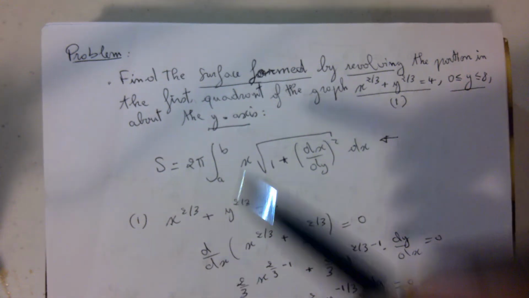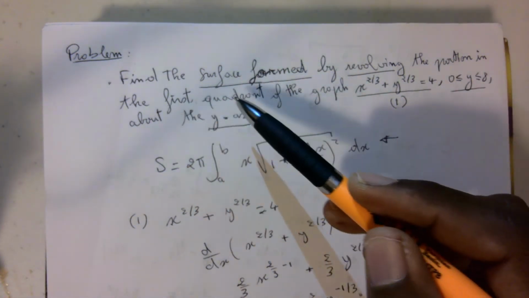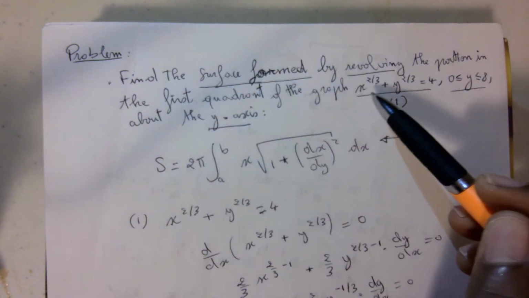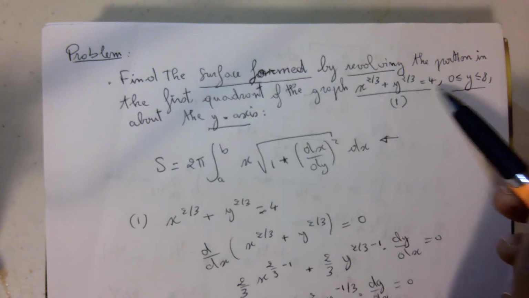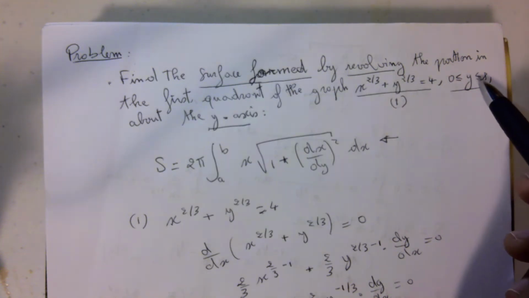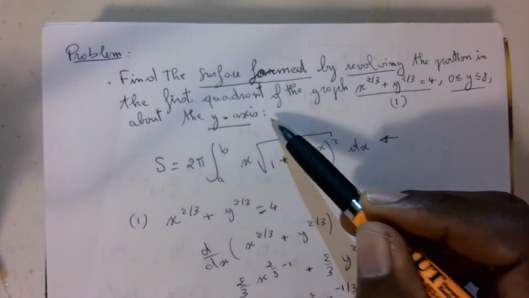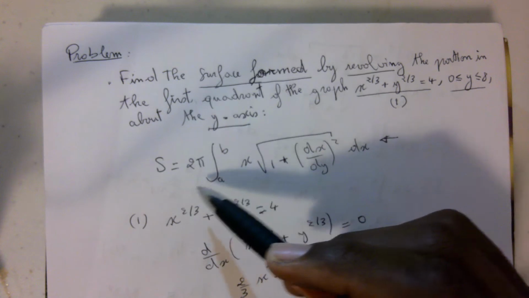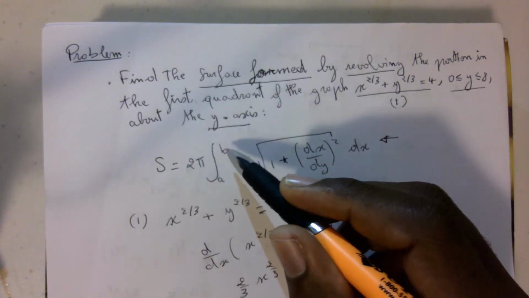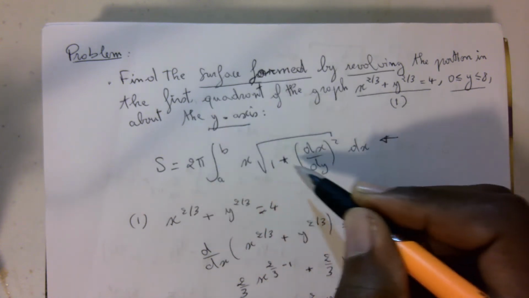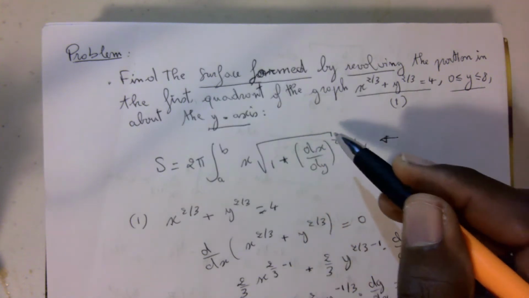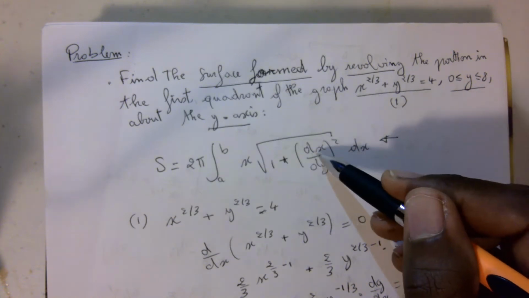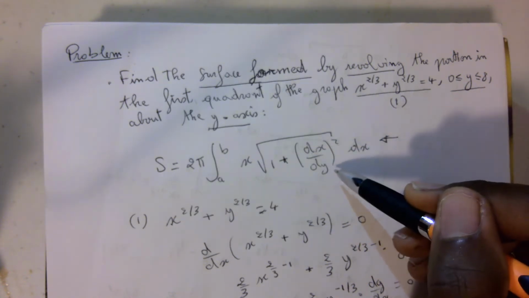Welcome everybody. In this video, we're going to find the surface formed by revolving the portion in the first quadrant of the graph given by this equation, for y between 0 and 8, about the y-axis. So the surface area about the y-axis is given by this formula: 2 pi integral from a to b of x times the square root of 1 plus (dx/dy) squared dy. So we need to find the expression for dx/dy.